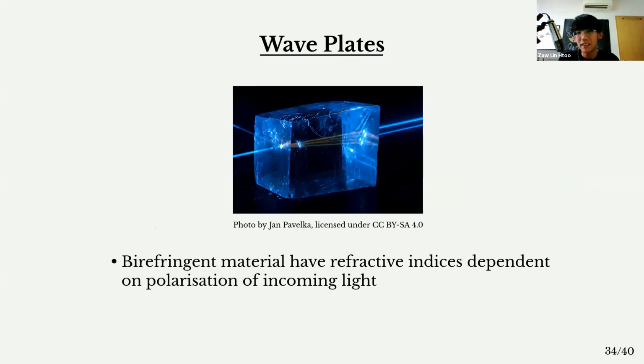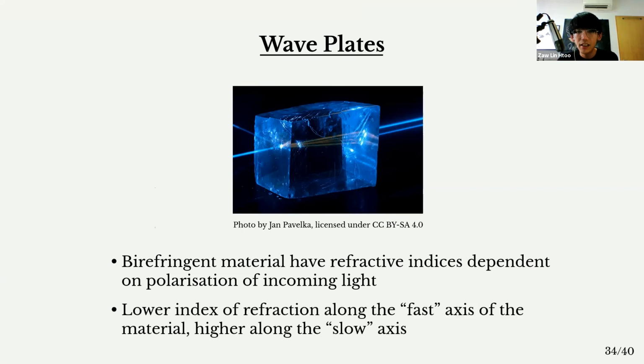So if you look at a picture here, there's a light going through and you'll see that there are 2 beams coming up. What this is actually doing is that the index of refraction of this material, I think this should be calcite, depends on the polarization. So for example, if you have horizontally polarized light, it might have a lower index of refraction than vertically polarized light. So if you shine light at an angle, then you get 2 beams coming up, and each beam is polarized accordingly.